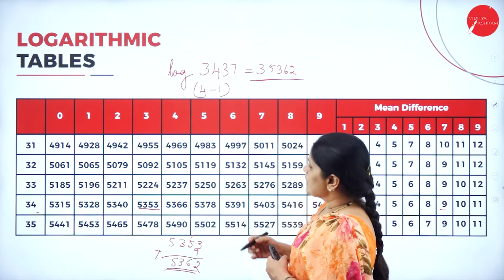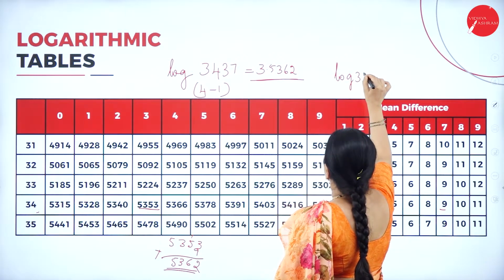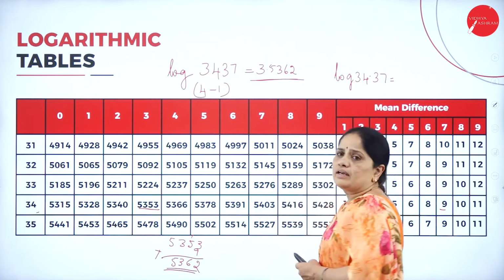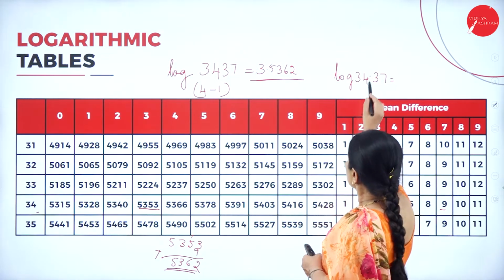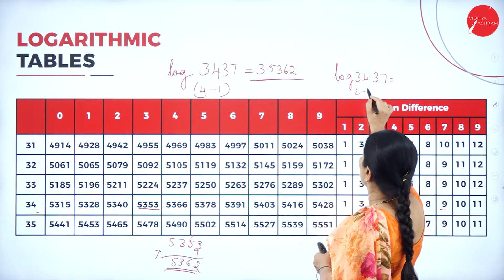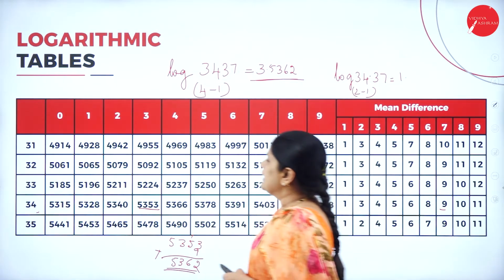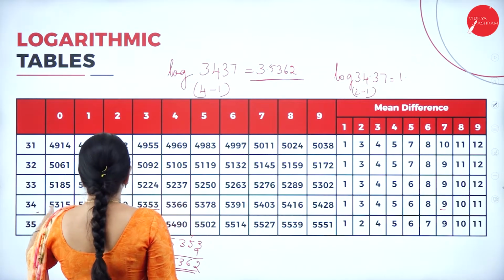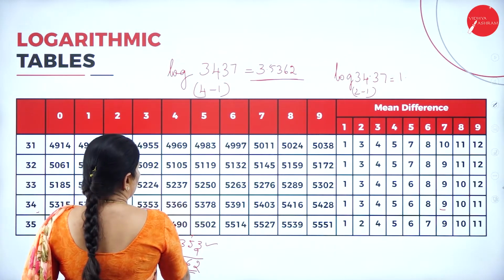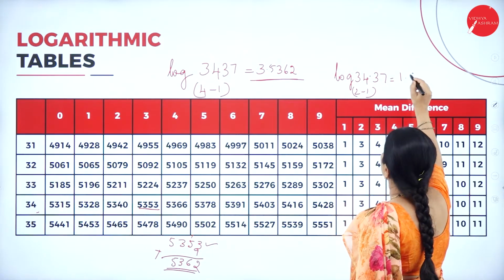Suppose I am asked, find the log of 34.37. What will be the answer? So there are 2 digits to the left of the decimal point. 2 minus 1 is 1. So the characteristic will be 1. Now again I will have to look at 343. So again 5353 plus 9, I am getting 5362. So I will write it here.